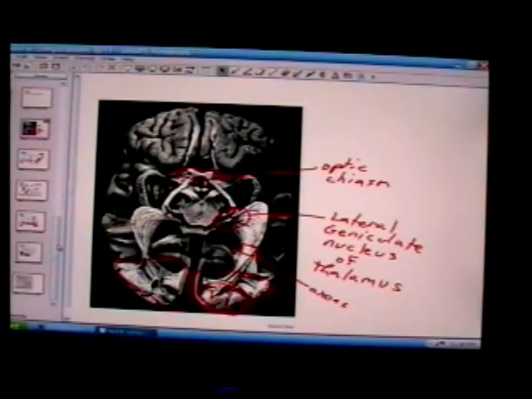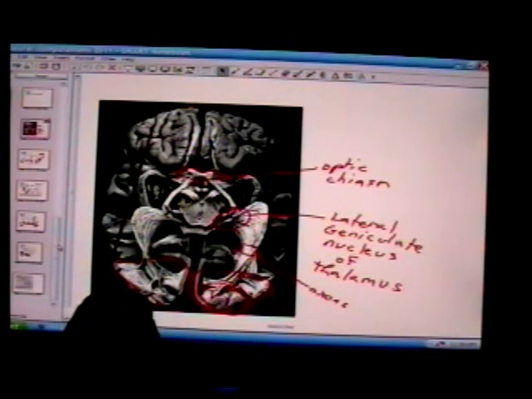Okay, so for our final example of how neurons can be hooked up into circuits or arrangements that actually make useful computations, we'll take an example from the visual system. You've seen this picture before. This is the underside of the brain. The front of the brain is up here.